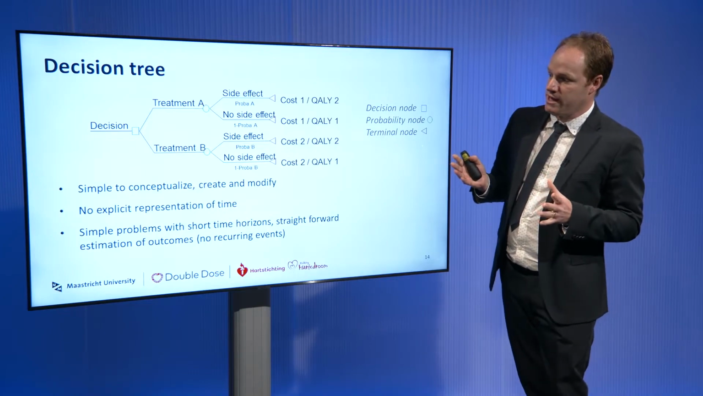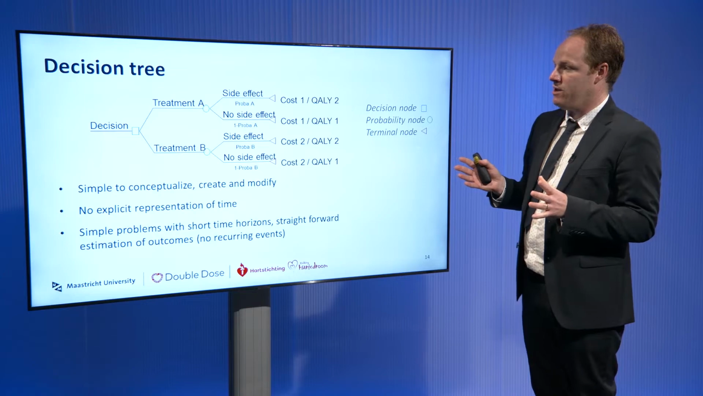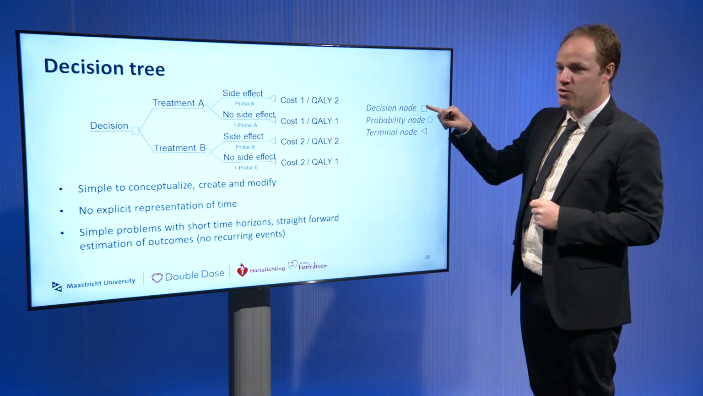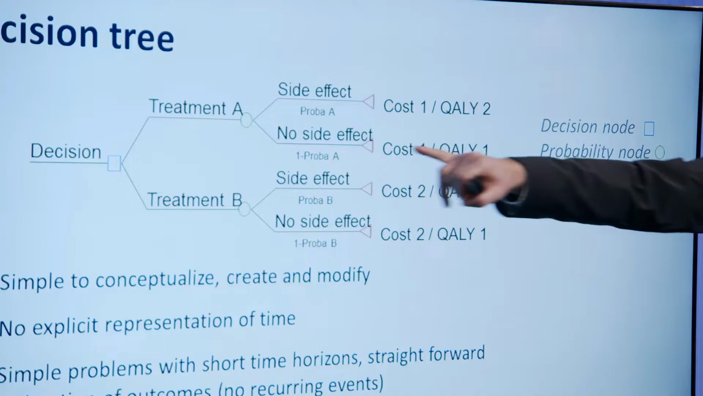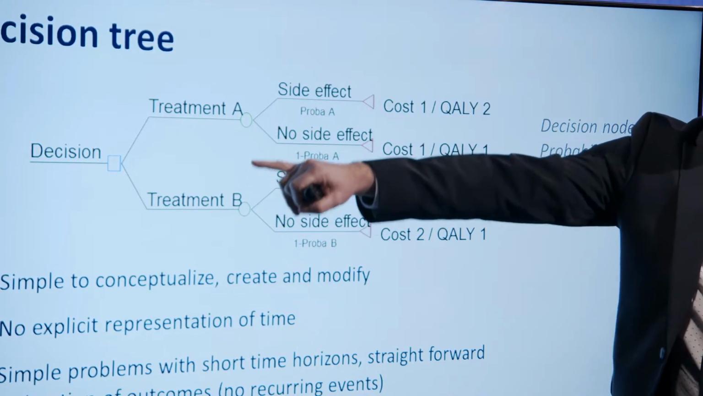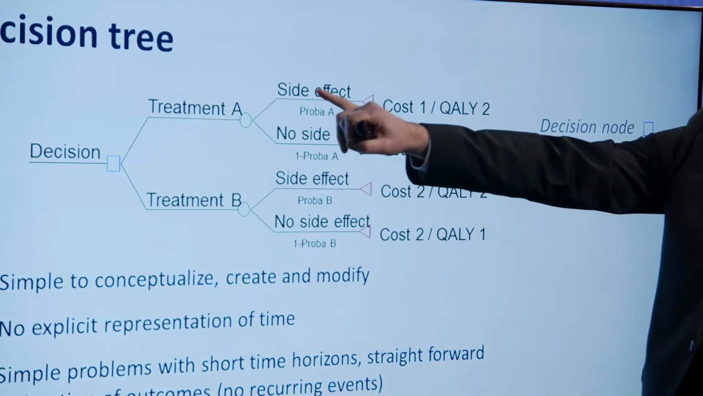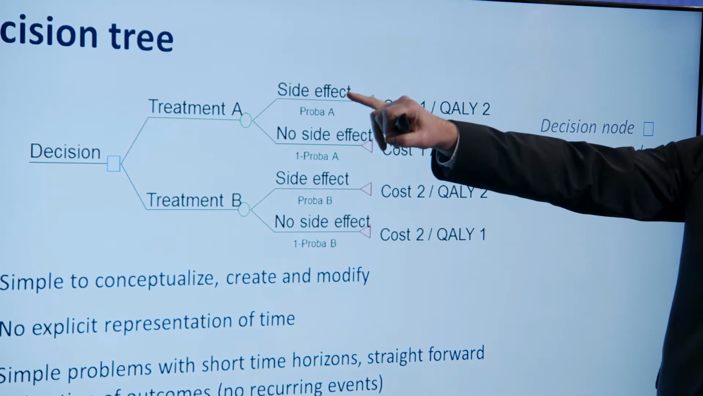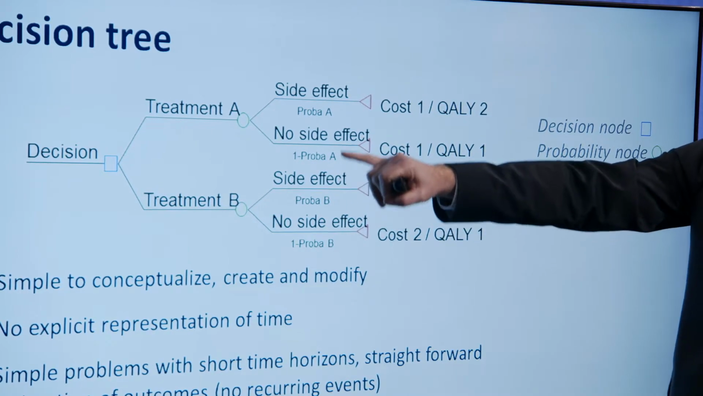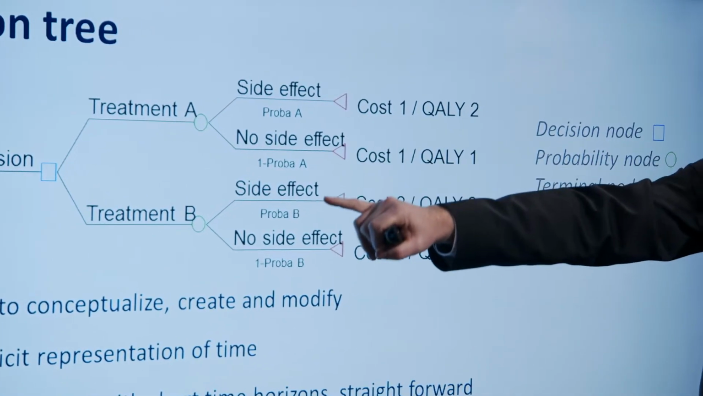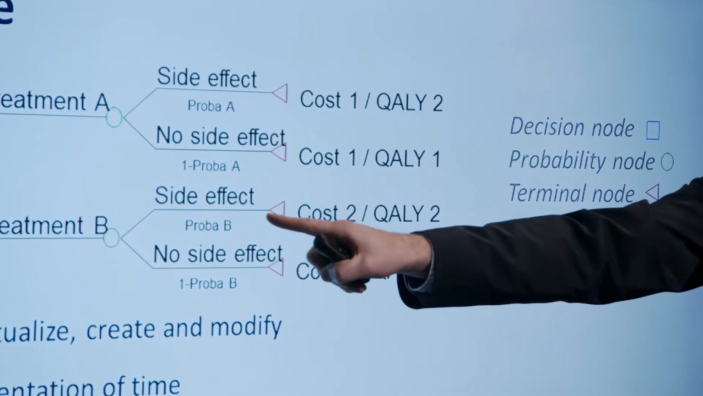Some explanation of a decision tree. That's the simplest way to build up an economic model. In a decision tree, you have a decision node, probability node, and terminal node. First, we have a decision node because we have to choose between two treatments, treatment A and treatment B. Then we have the probability node because we have some probability to get a side effect or to not get a side effect. And the probability to get a side effect with A is not the same as the probability to get a side effect with treatment B.